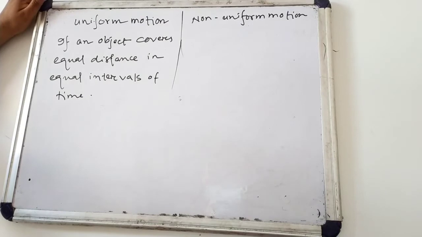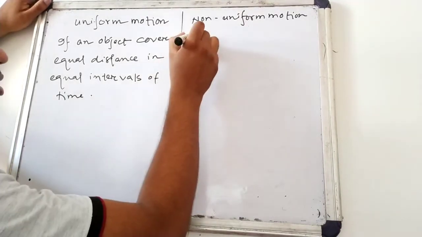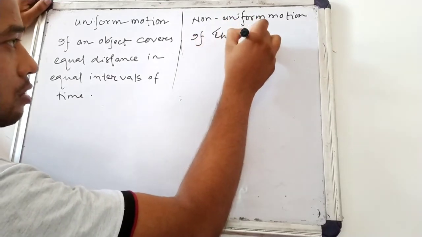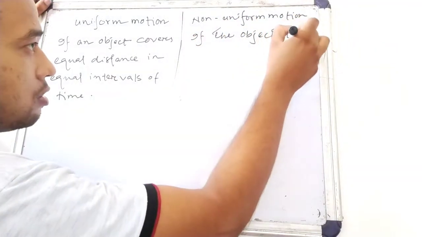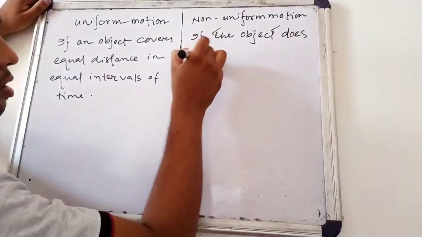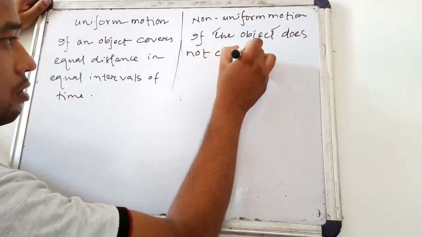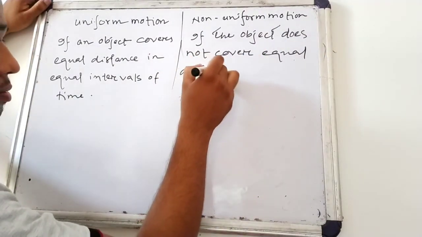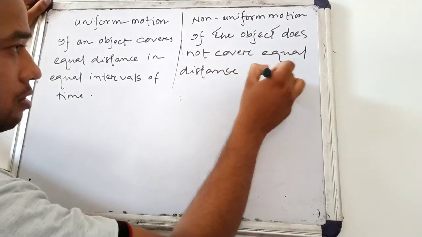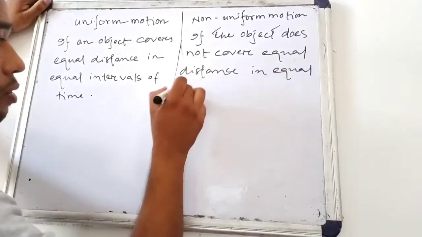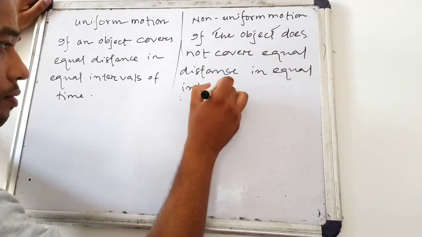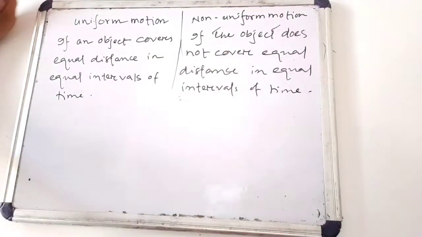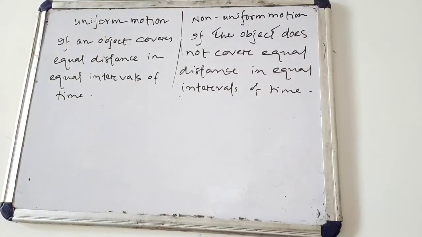And non-uniform motion, if the object does not cover equal distance in equal interval of time, then this type of motion is called non-uniform motion.